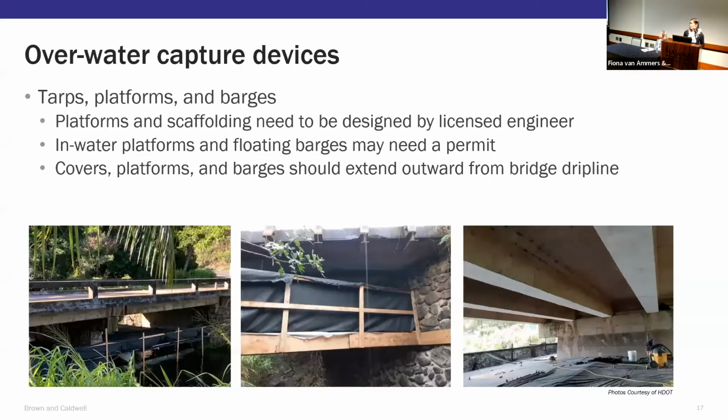So one common one is to use tarps, platforms, or floating barges underneath the bridge to catch any debris from demolition or work before it even hits the water. Depending on the type of work, the tarp or platform can be hung from the bridge or supported in the water like shown in this picture.